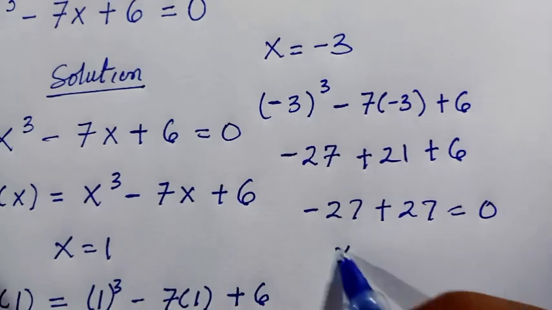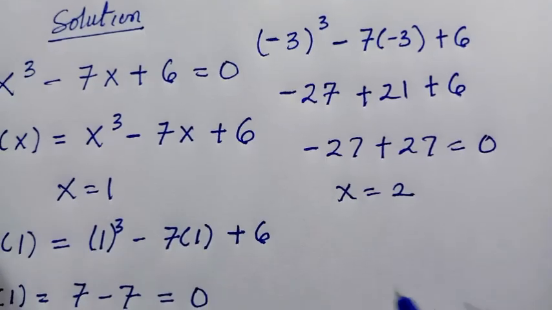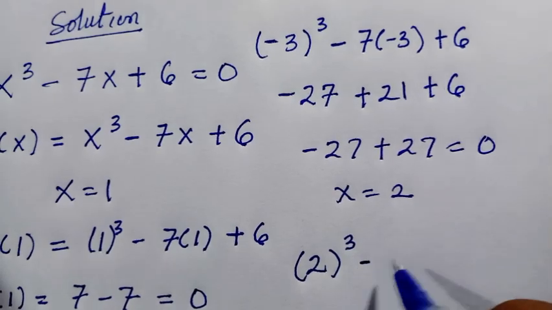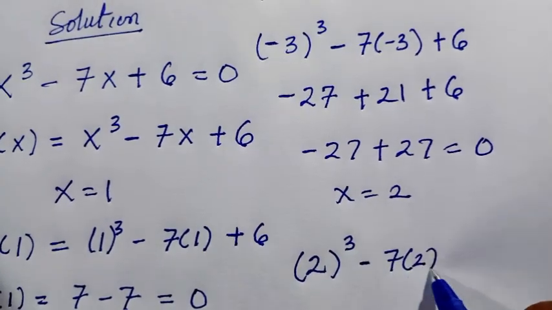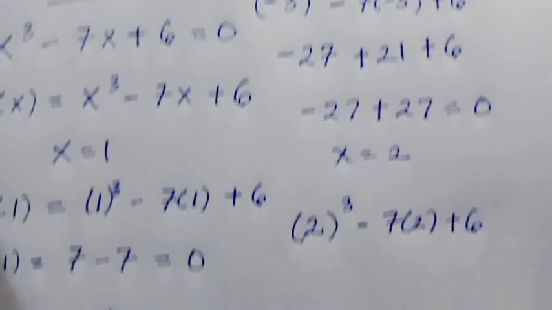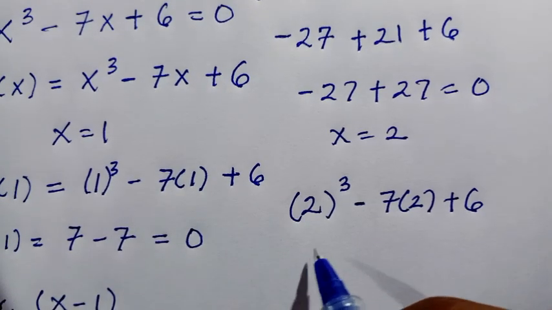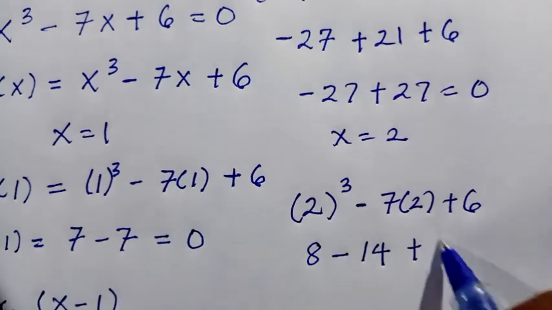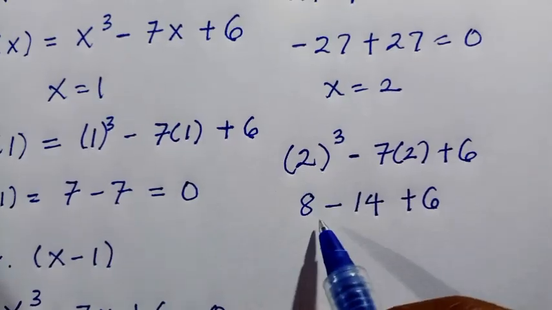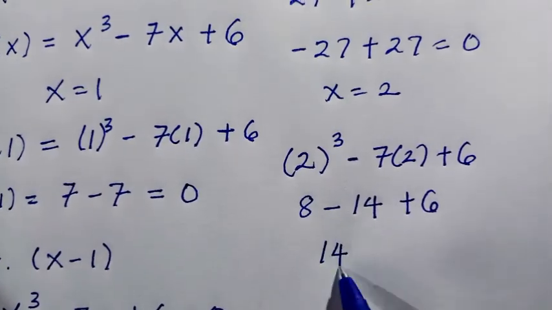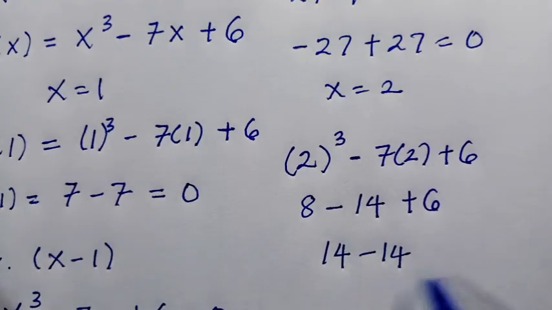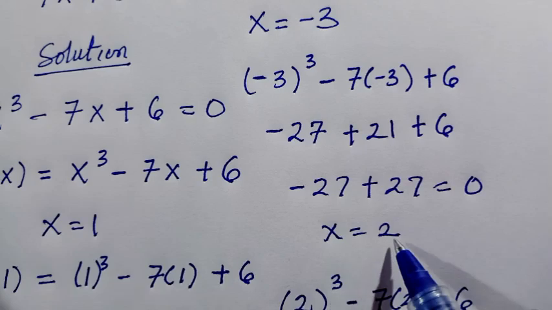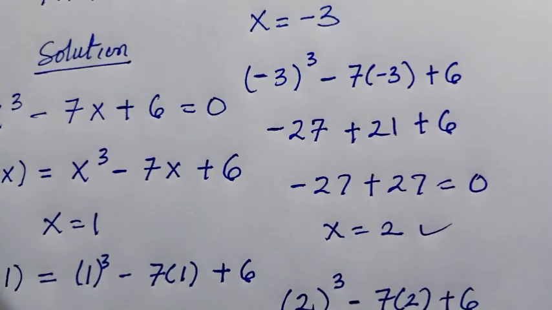And let's see x equals 2. For x equals 2, we have 2 to the power of 3 minus 7 into bracket of 2 plus 6. 2 to the power 3 gives us 8, minus 7 times 2 is 14, plus 6. Here we have 8 plus 6, that is 14, minus 14, and 14 minus 14 equals 0. So it shows that x equals 2 also satisfies this equation.